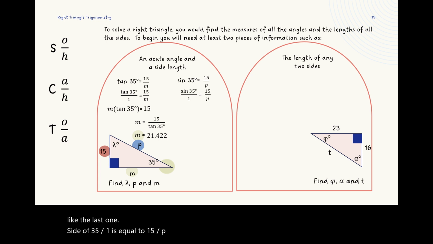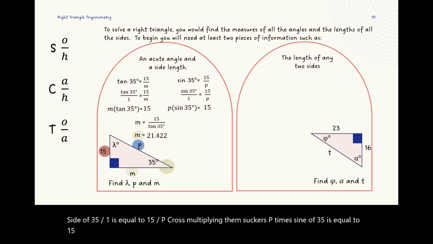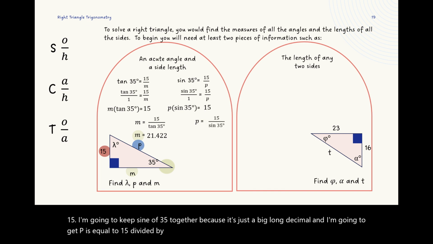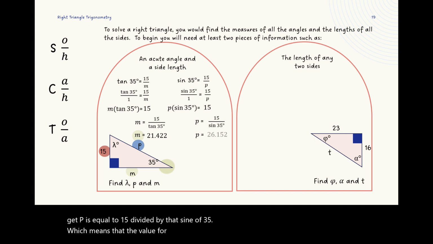Sine of 35 over 1 is equal to 15 over P. Cross multiplying them. P times sine of 35 is equal to 15. I'm going to keep sine of 35 together because it's just a big long decimal. And I'm going to get P is equal to 15 divided by that sine of 35, which means that the value for P is going to be 26.152.